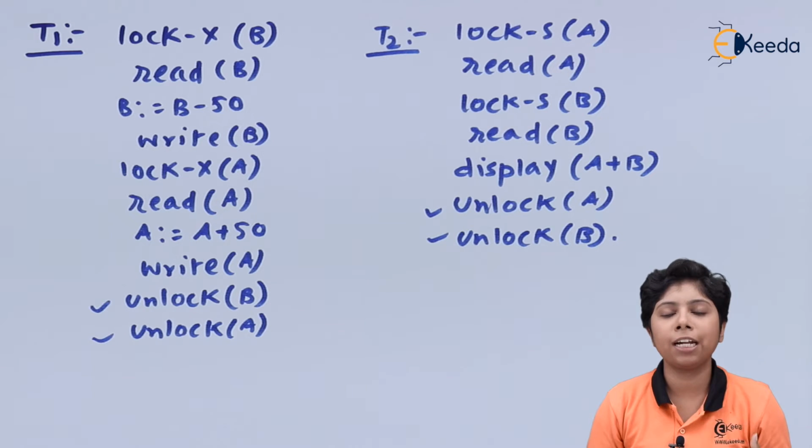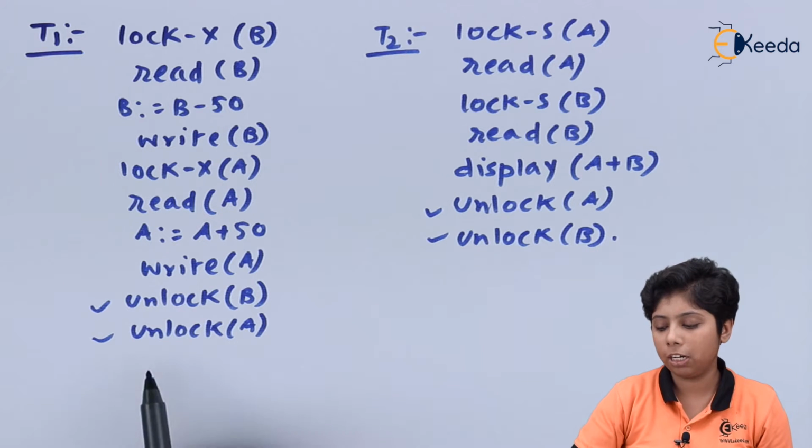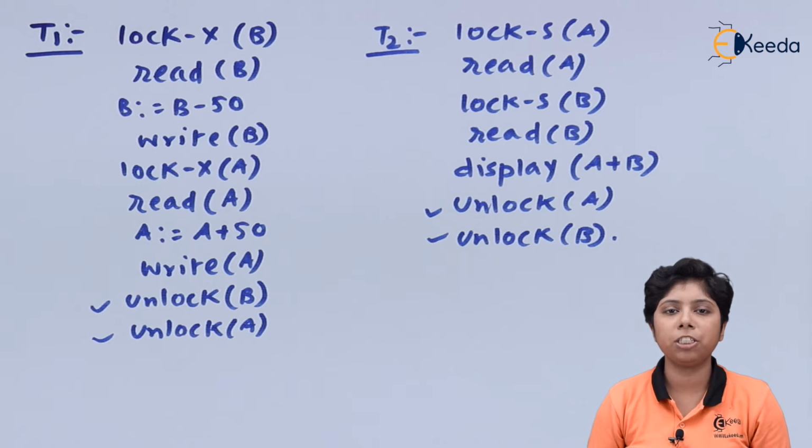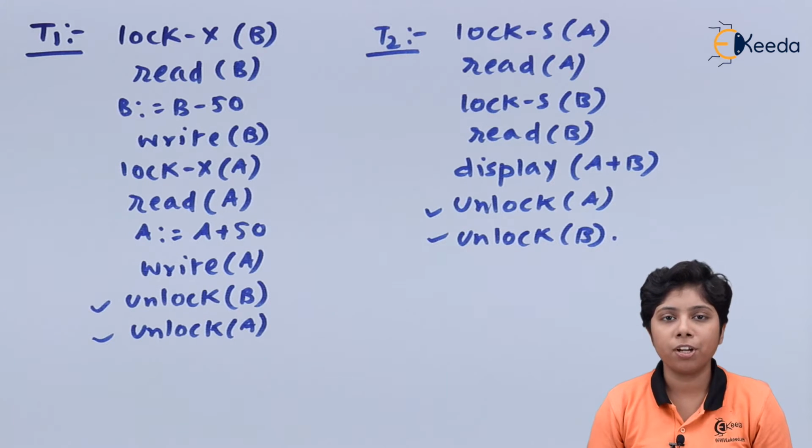So we can make another type of schedule out of this T1 and T2 being remodified with the unlocking delayed till the completion of the transaction. Now, when we have this type of situation, an undesirable effect can also occur. Let us look at the schedule once more.